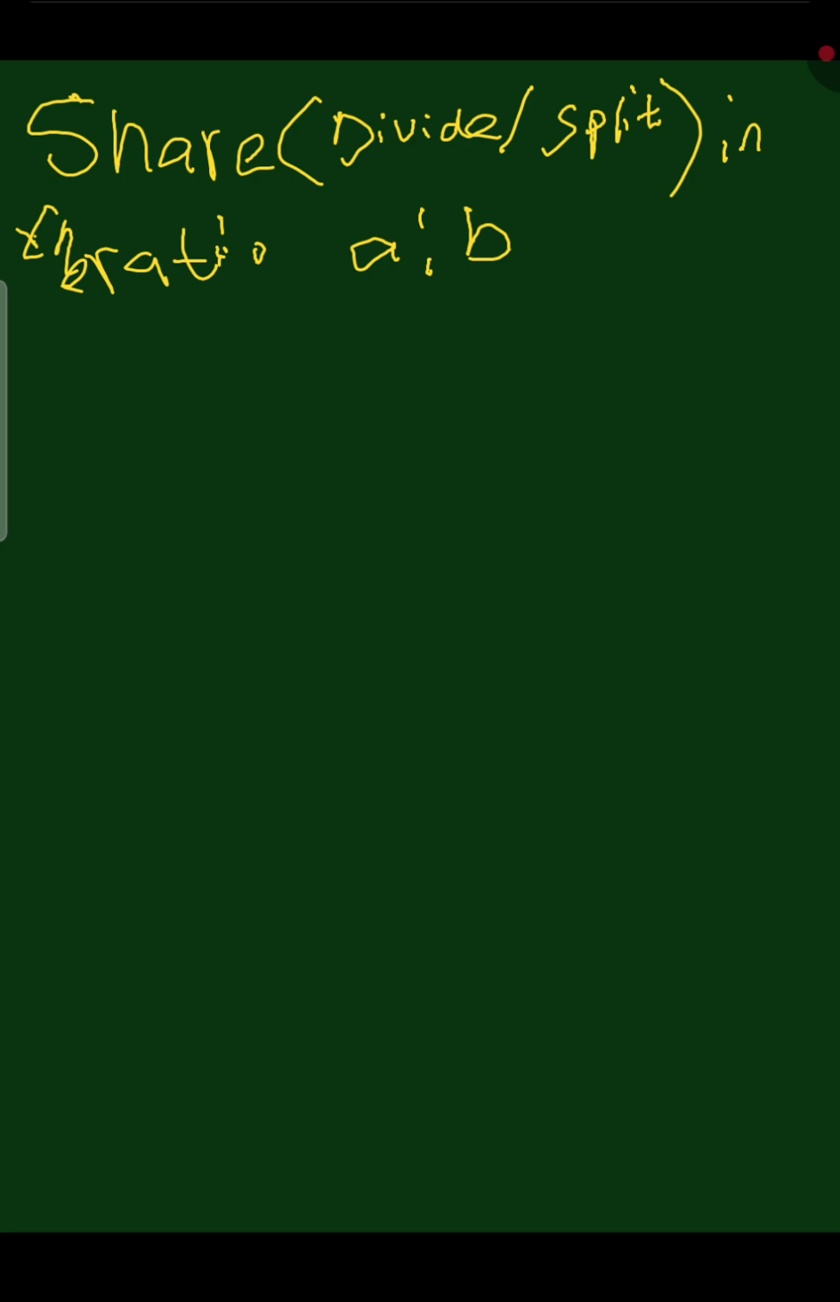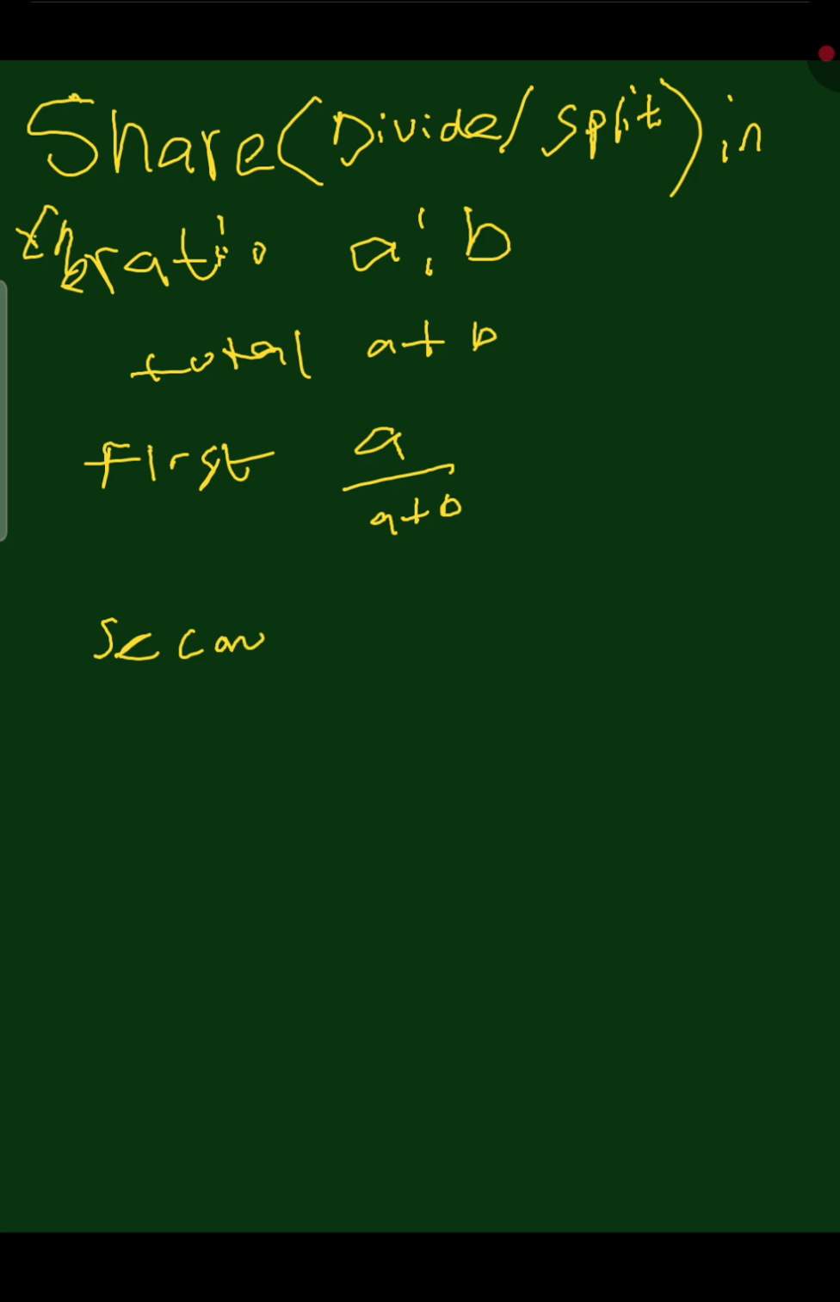first of all, you must get the total ratio, the total of that ratio. So you have to say A plus B. Then it means now the first person will get A out of A plus B. The second person will get B out of A plus B. Right. So that's what happens.